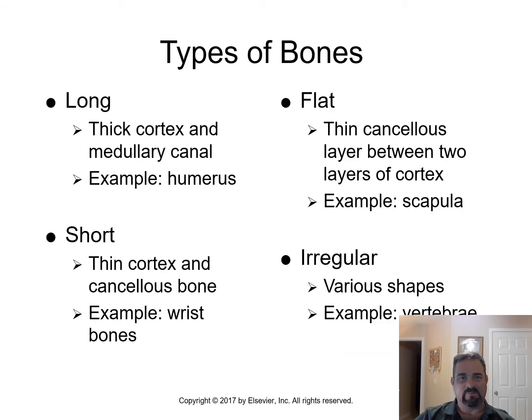All right, so types of bone: we have long bones, flat bones, short bones, and irregular. Your long bones have a thick cortex and also have a medullary canal. An example would be the humerus. Short bones have a thin cortex and lots of cancellous bone. Examples would be your wrist bones. Irregular bones come in various shapes, an example being your vertebrae. And then your flat bones have a thin cancellous layer between two layers of cortex, such as the scapula.